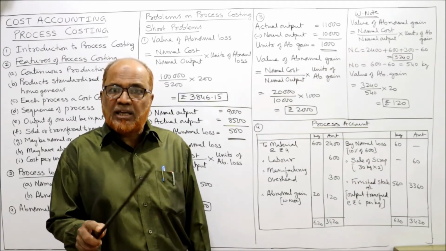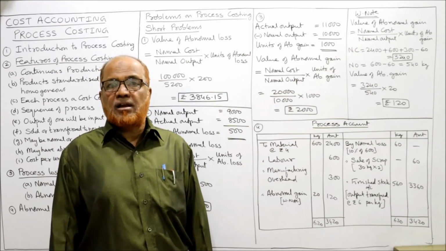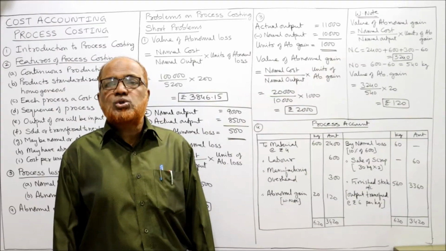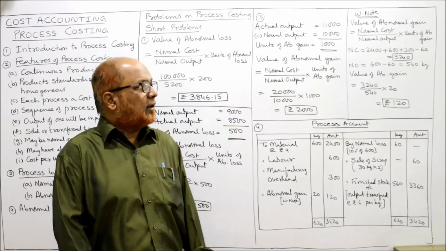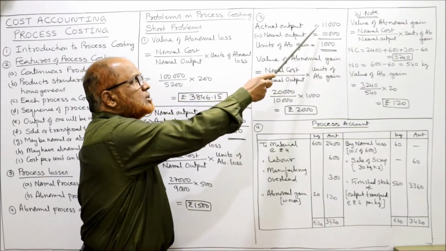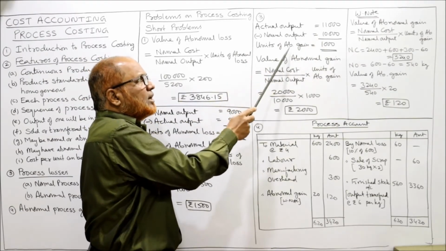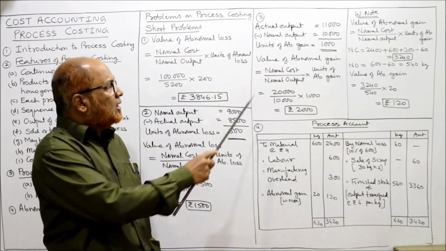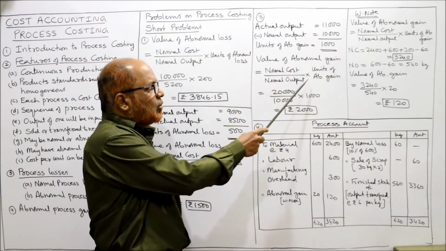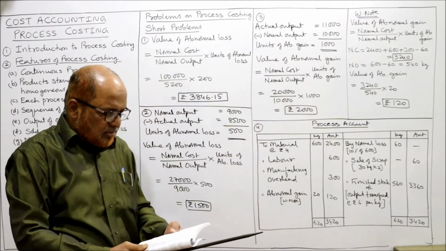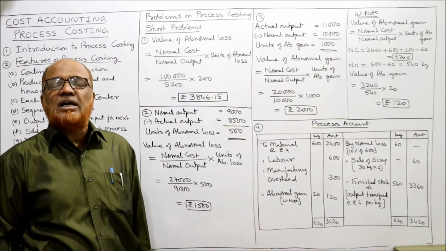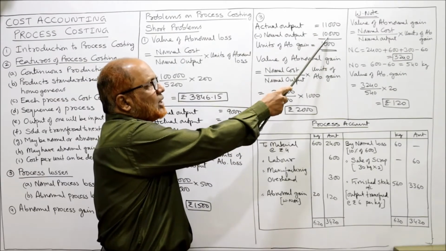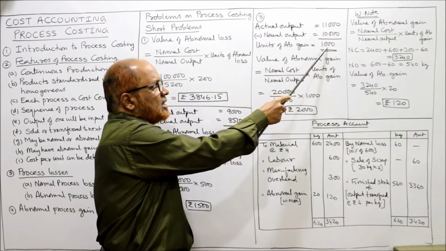10,000 units should come out but actually 11,000 came out. 1,000 units more came out, and that excess is called units of abnormal gain. So here I have written actual output 11,000, normal output 10,000. So units of abnormal gain are 1,000. The value of abnormal gain is equal to normal cost by normal output into units of abnormal gain. Normal cost of normal output 20,000 rupees is given in the problem. So normal cost 20,000, normal output is 10,000 into units of abnormal gain is 1,000.